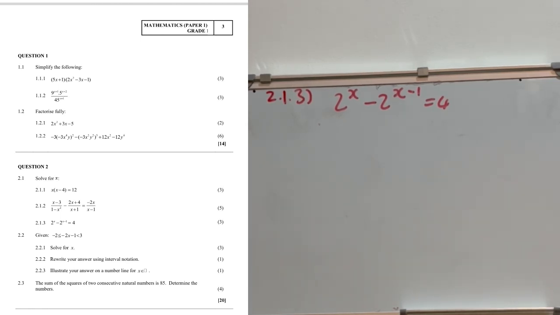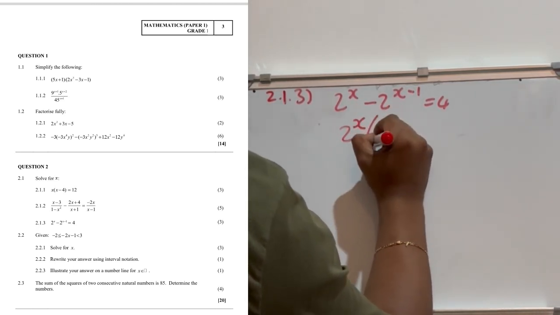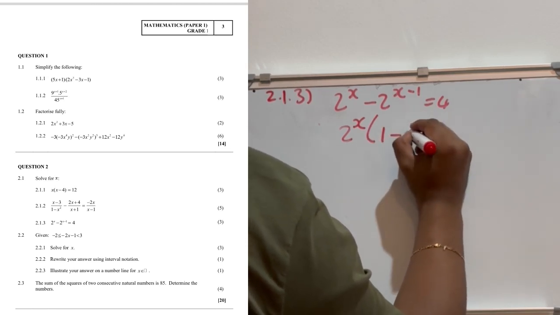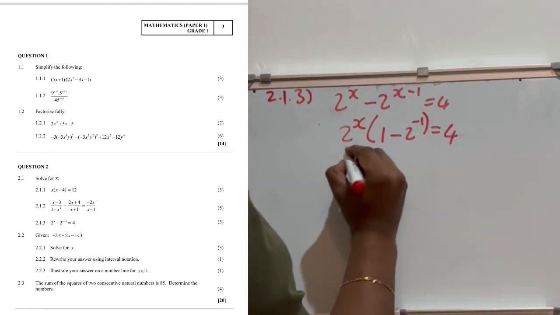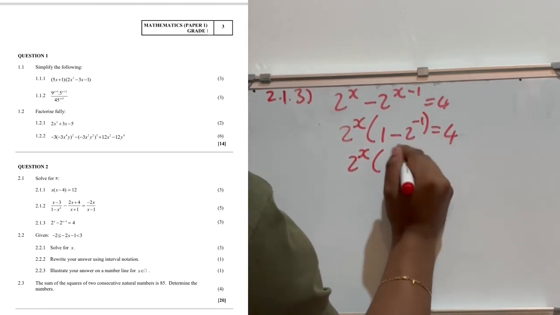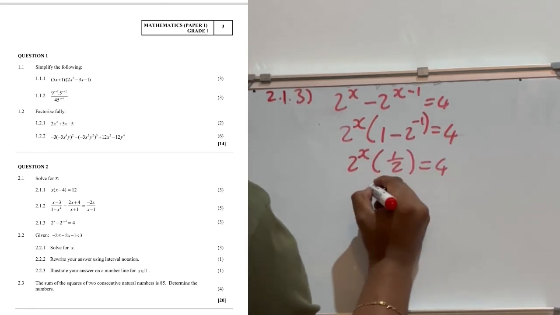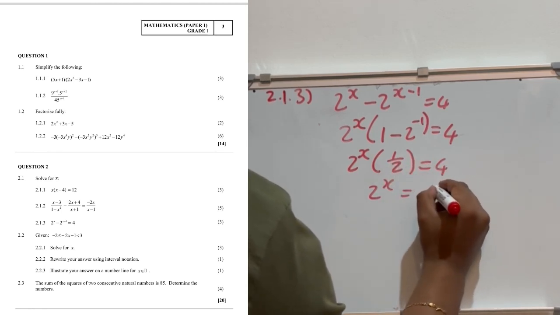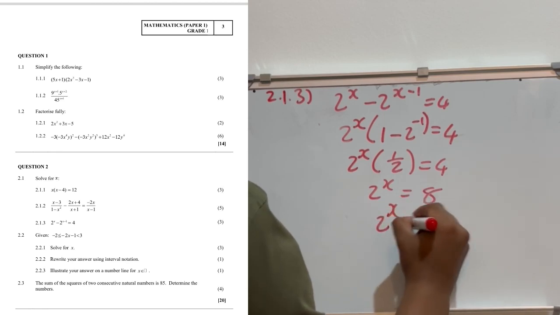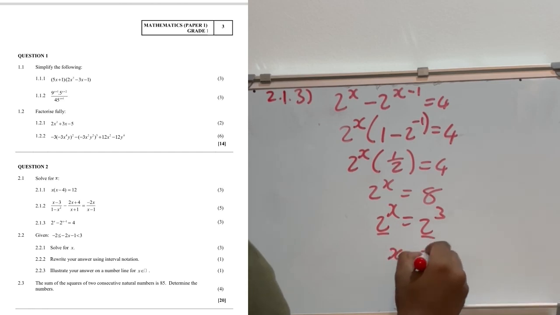Okay, so with this one, we try getting this exponent out, so we're going to break this up. We're going to take 2 to the power x out, so we're left with 1 minus 2 to the power negative 1 equal to 4. So then that is 2 to the power x times a half equal to 4. And then to get 2 to the power x alone, we just need to divide 4 by a half. 4 divided by a half is just 8. And then write 8 in its prime numbers, and the bases are the same. Then x is equal to 3.